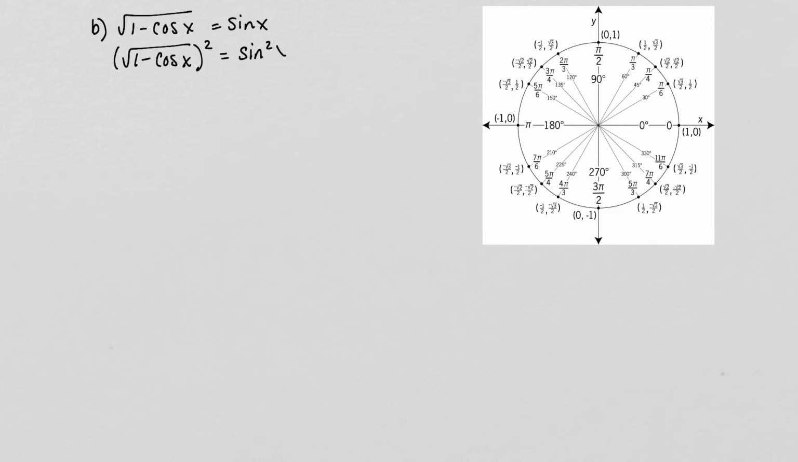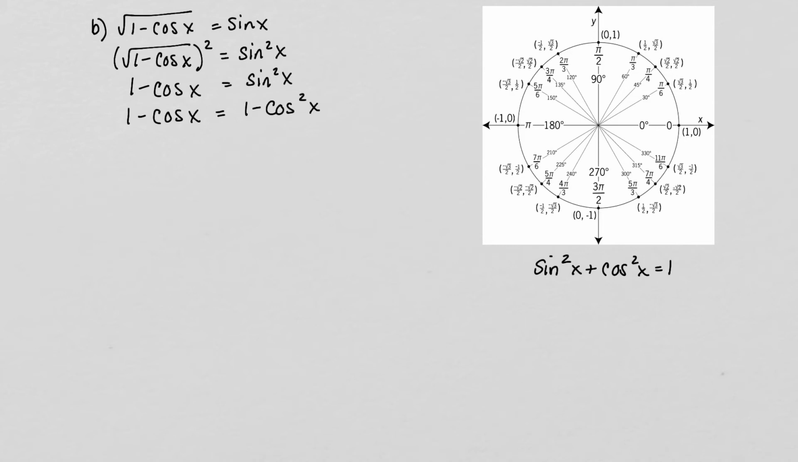Equals sine squared x. So we're left with 1 minus cosine x being equal to sine squared x. So I can use that Pythagorean identity, right? That sine squared x plus cosine squared x equals 1 to replace the sine squared x. So 1 minus cosine x is equal to 1 minus cosine squared x. And if I move everything over to the left-hand side, I'm going to end up with cosine squared x minus 1 plus 1 minus cosine x equals 0, or cosine squared x minus cosine x equals 0.